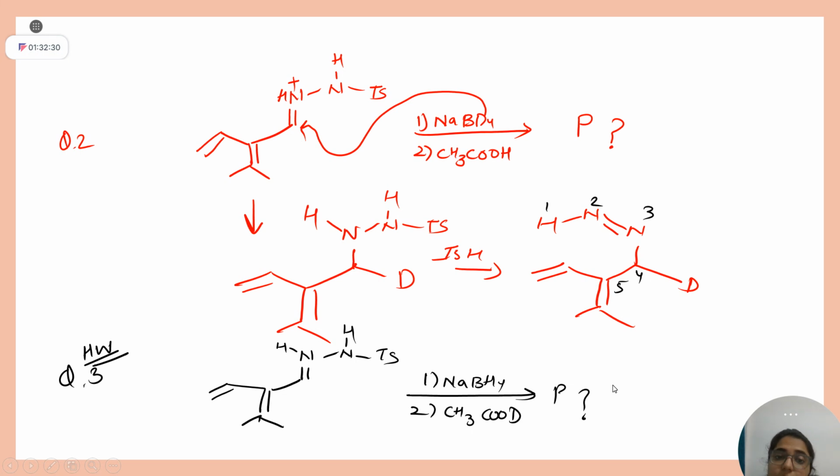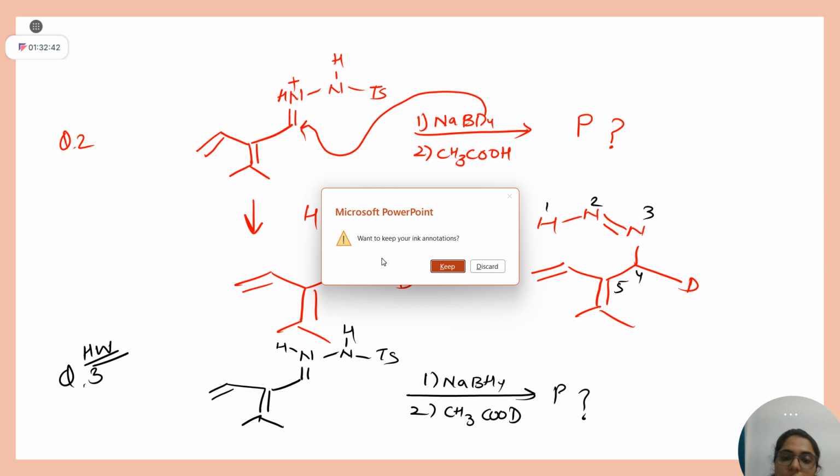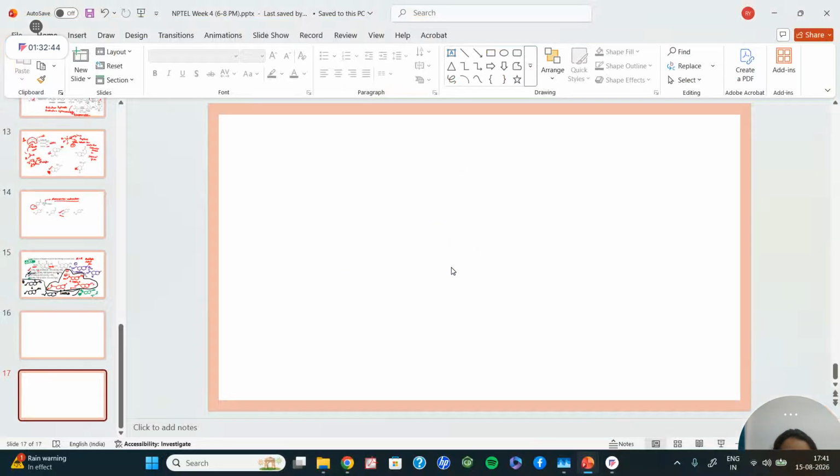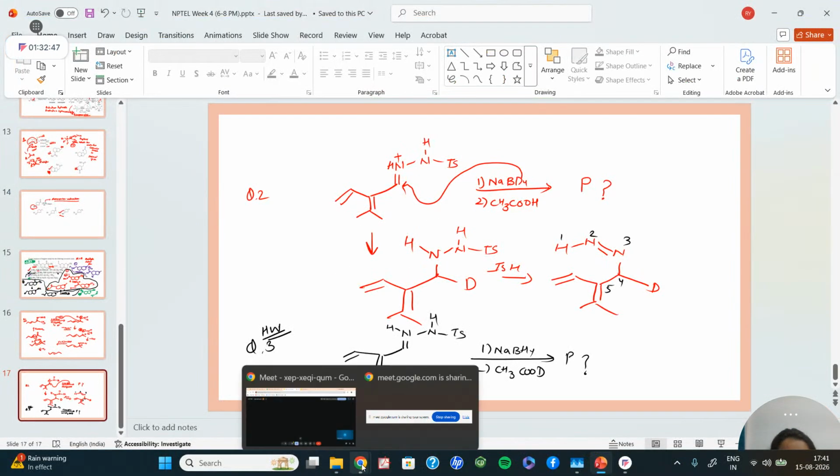This is a very important concept. From alpha beta unsaturated ketone, you can have a double bond between those two conjugated carbons, right? So keep this thing in mind. This is all for today's session. So we will meet next week.